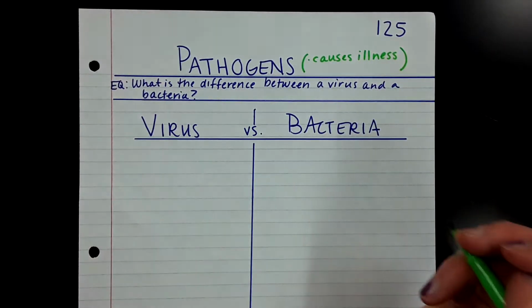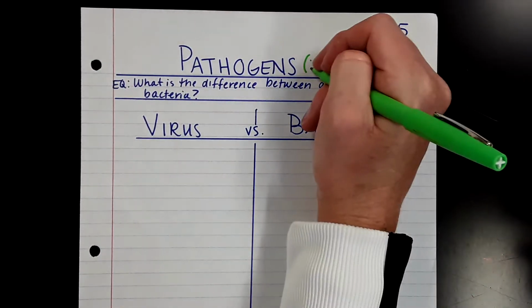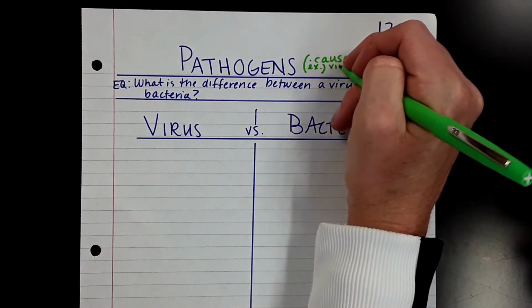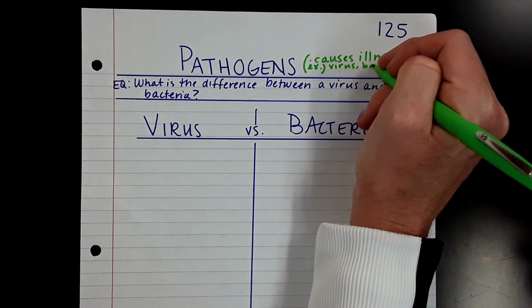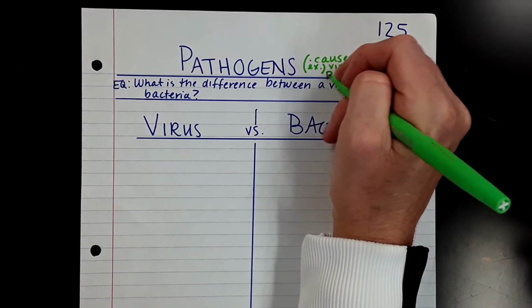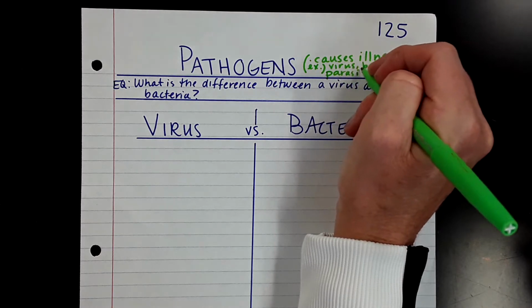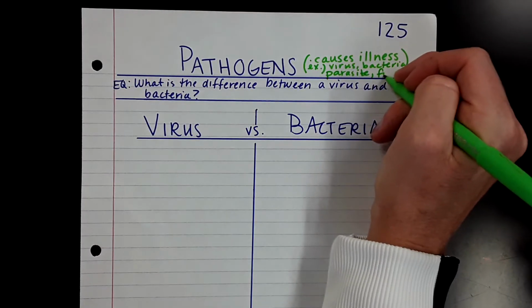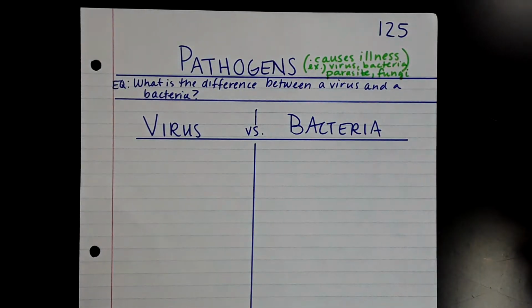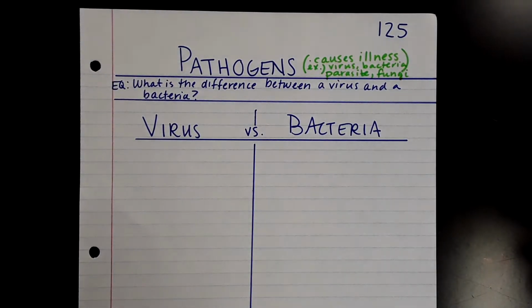Examples of pathogens don't all have to be viruses and bacteria, but they can be. So they could be a virus, a bacteria, a parasite, or a fungus. Sometimes a strain of fungi can cause illness as well. But what we're going to focus on today specifically are just viruses and bacteria.